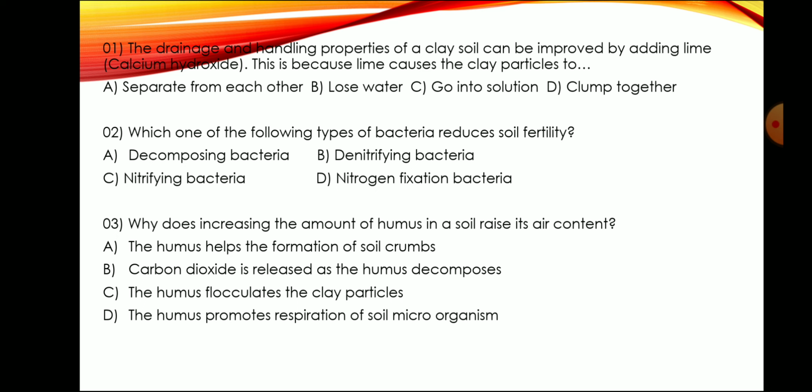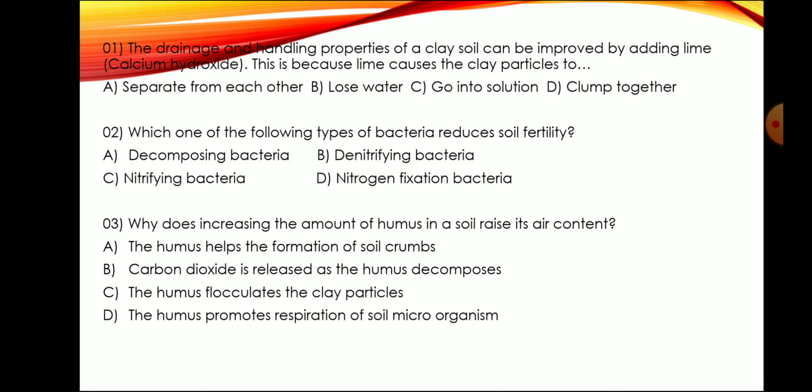The third one: why does increasing the amount of humus in soil raise its air content? That means if soil becomes wet, then its air content capacity becomes more and more. The options are A, the humus helps the formation of soil crumbs. B, carbon dioxide is released as the humus decomposes. C, the humus flocculates the clay particles. And D, the humus promotes respiration of soil microorganisms.